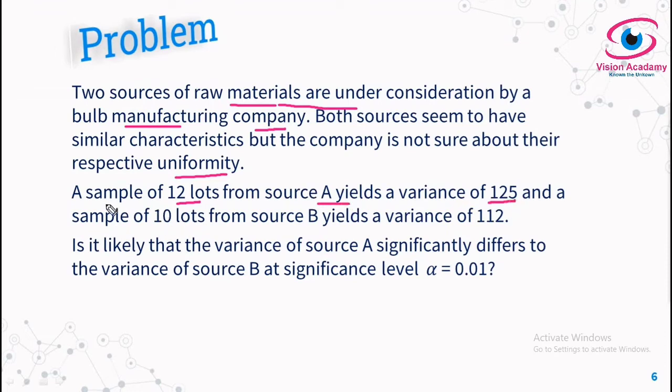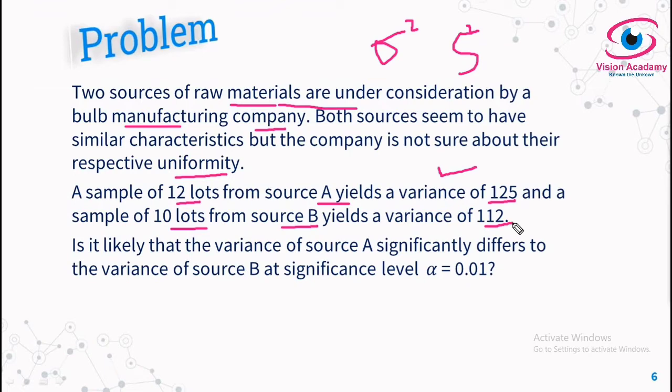So firstly we have one population, that is a sample of 12 lots from source A yielding a variance of 125. Since they have given the variance directly, that is a sample variance, not a population variance. This symbol we can take as a population variance, and this symbol we can consider as the sample variance of source A. And a sample of 10 lots from source B yields a variance of 112.